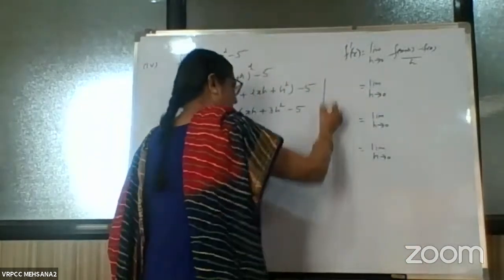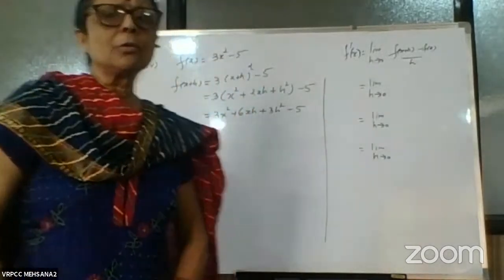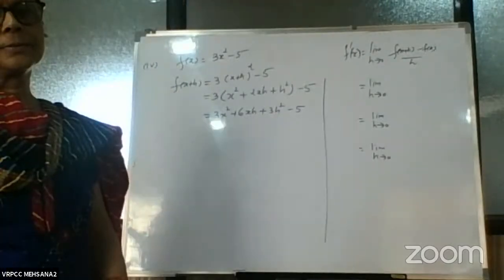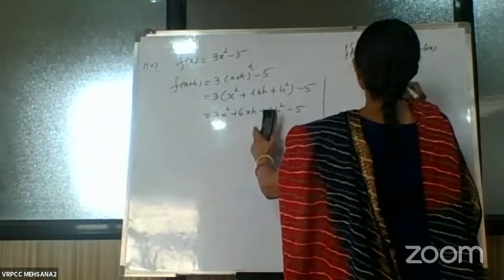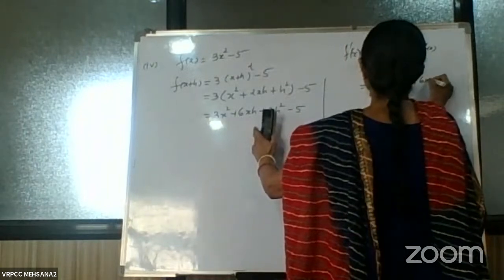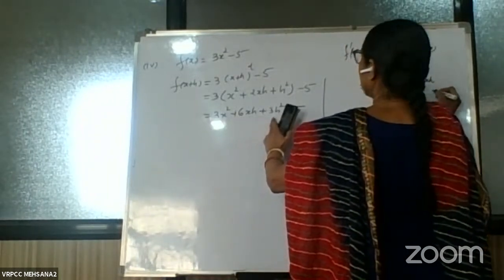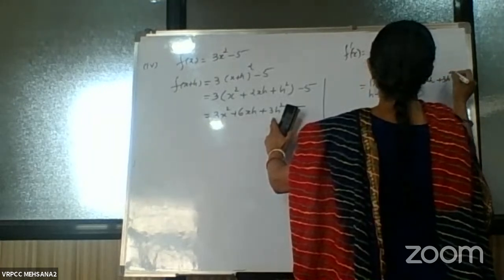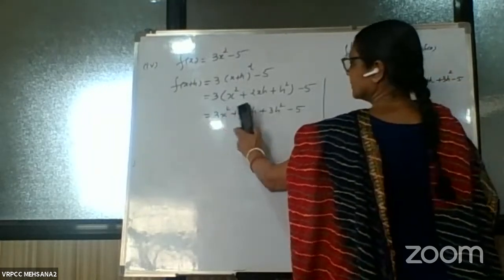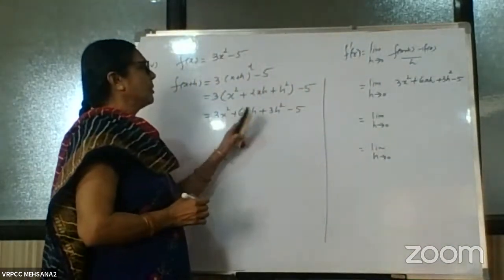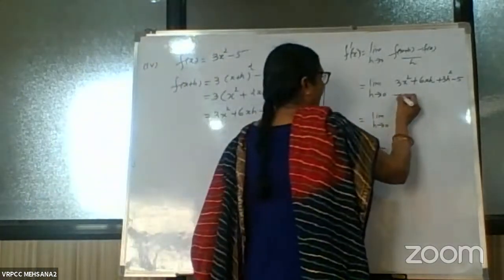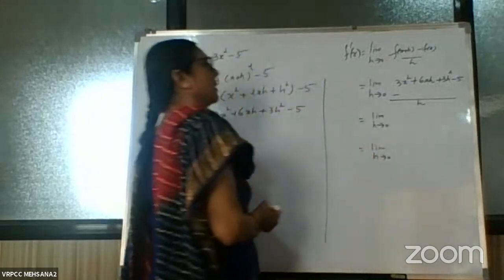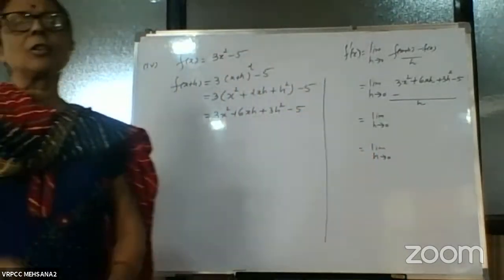f dash x is equal to limit h tends to 0 of f of x plus h minus f x upon h. f of x plus h means 3x² plus 6xh plus 3h² minus 5. These four terms are of f of x plus h. Minus f x, write down yourselves.